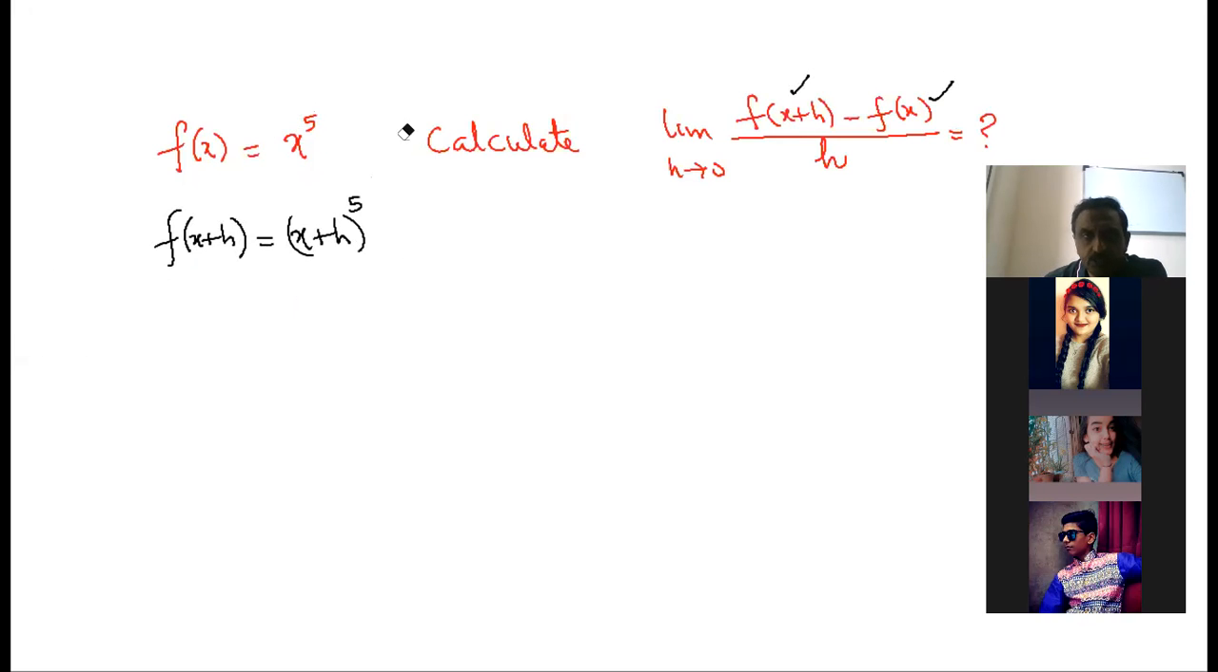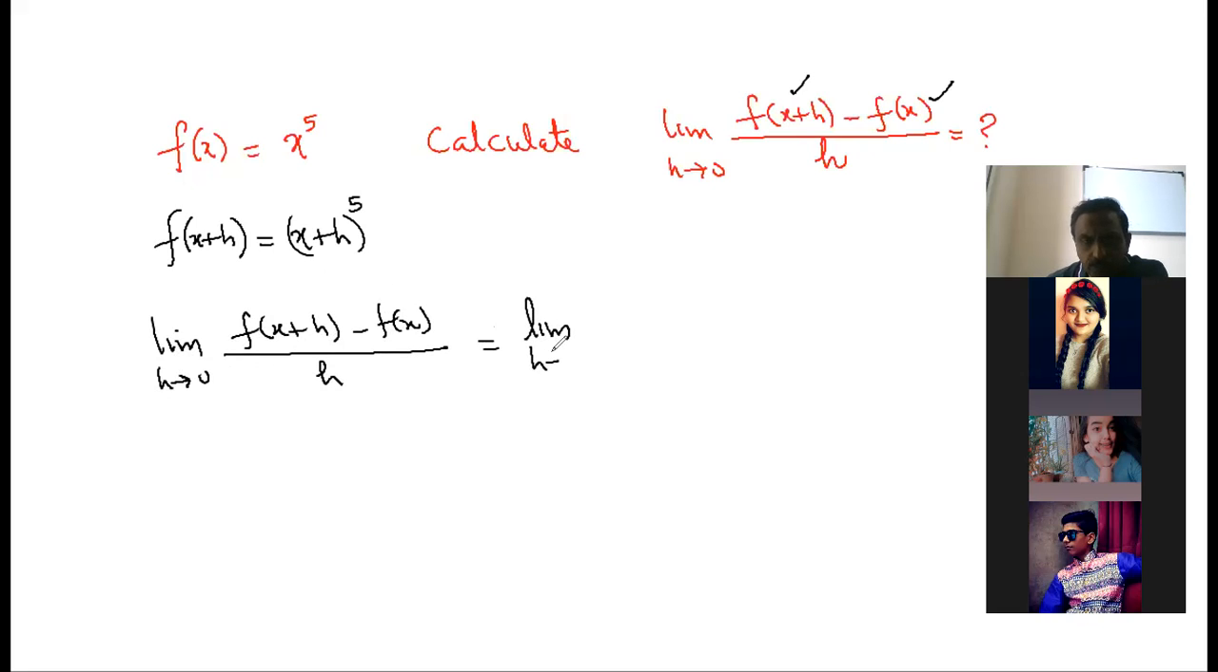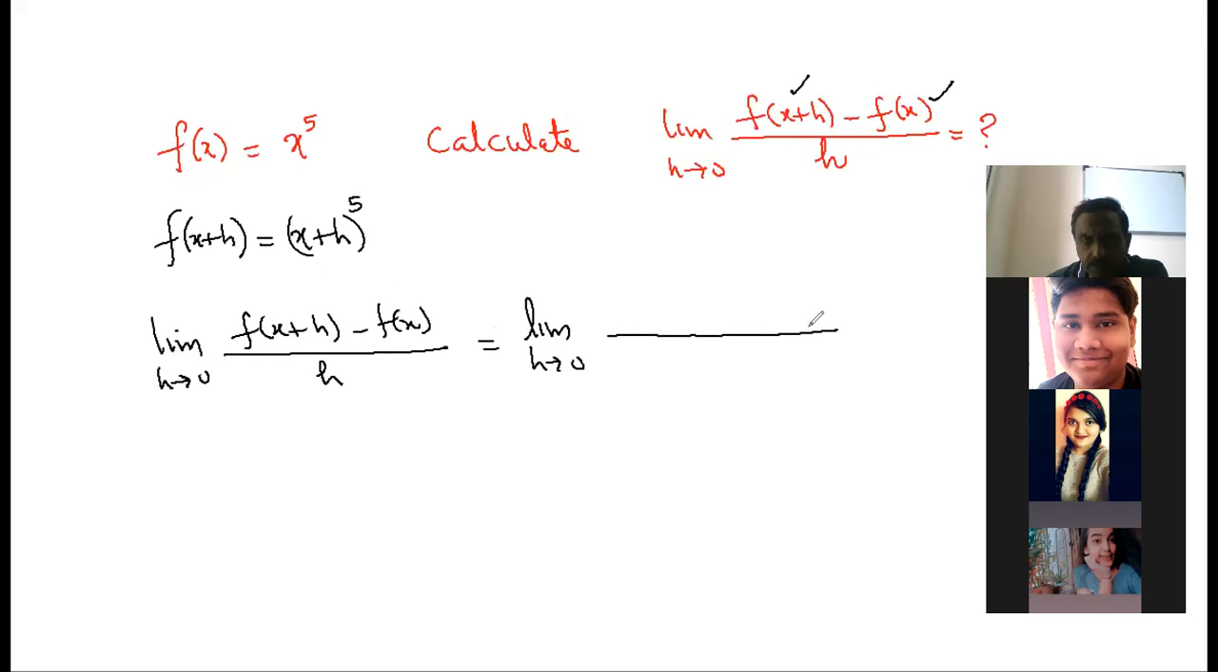Yes, sir. So now can I substitute in this question? Limit h tending to 0, f of x plus h minus f of x upon h. The limit will not change, and the denominator will be h only, no change there. Only these two will change. Instead of f of x plus h, you'll write x plus h raised to 5, minus x raised to 5.